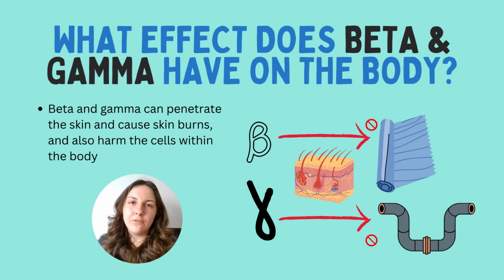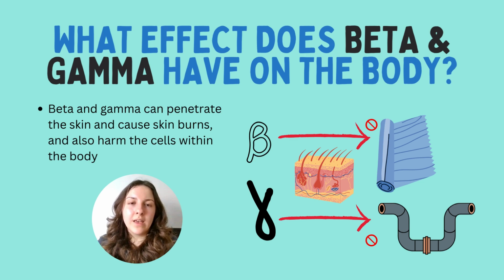Now, unlike alpha, both of these particles are much more able to penetrate further. So beta can pass through our skin, but it is stopped by aluminium, and gamma definitely can pass through our skin, but it's stopped by lead and concrete.